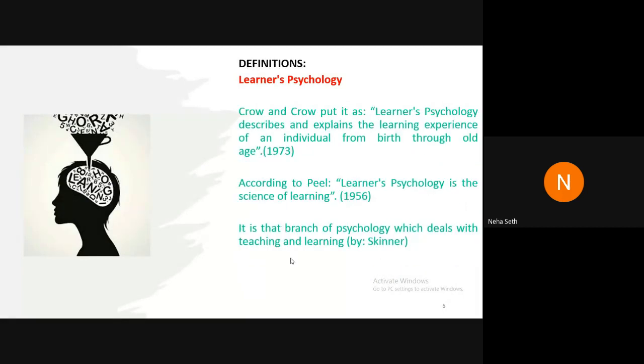These are further definitions given by various psychologists. One put his definition by saying that learner psychology describes and explains the learning experience of an individual from birth through old age. So it is not only about a particular class, where we study just for that moment. It is related to the person since he was born, until he is getting old, till he or she is alive.